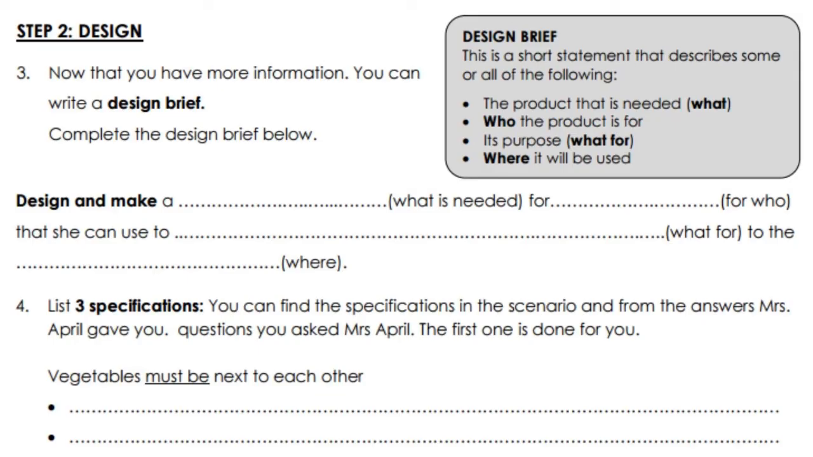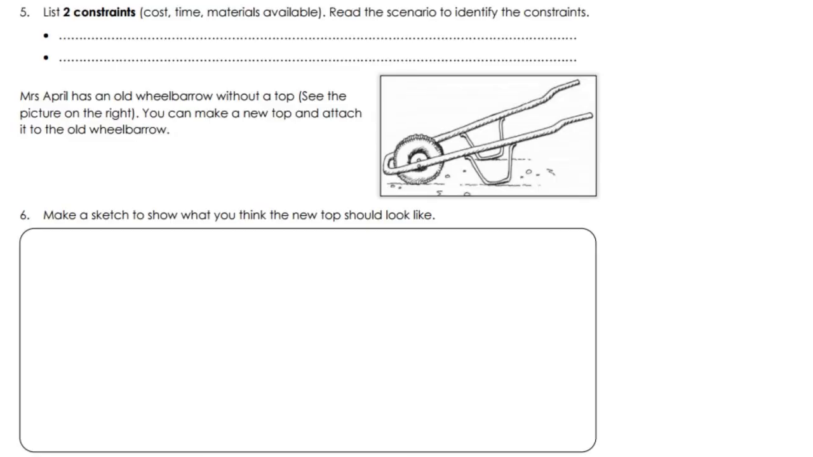4. List 3 specifications. You can find the specifications in the scenario and from the answers Mrs. April gave you to the questions you asked Mrs. April. The first one is done for you. Vegetables must be next to each other. 5. List 2 constraints: cost, time, materials available. Read the scenario to identify the constraints.